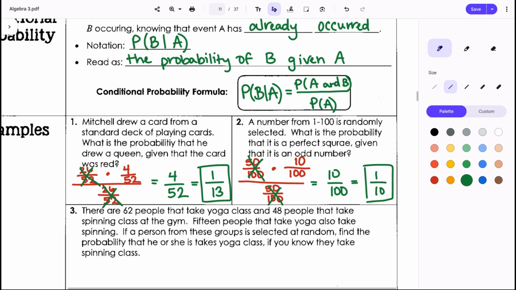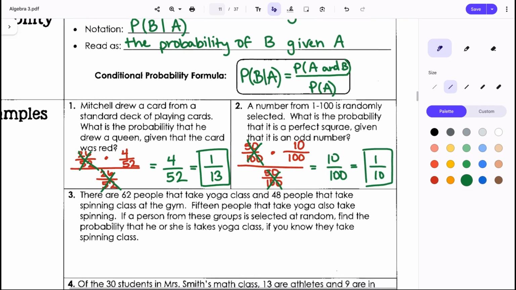Eventually we won't need to set it up specifically like that because we'll start doing problems that are laid out a little bit differently, and we won't have to set those up. But that is really the process that's happening here when you're trying to figure out this conditional probability.